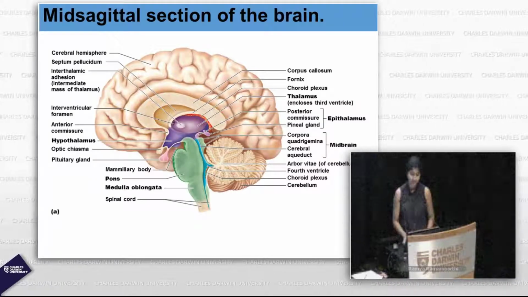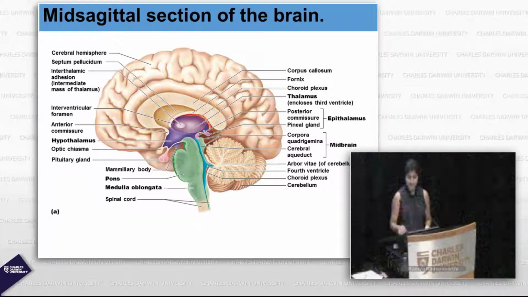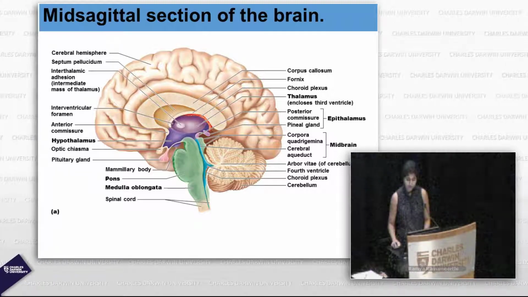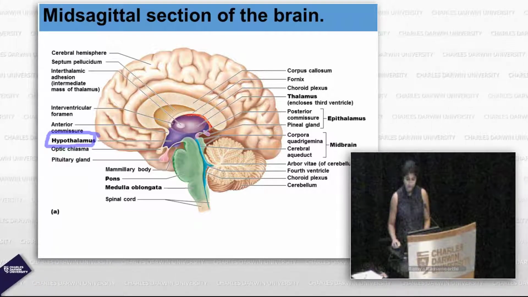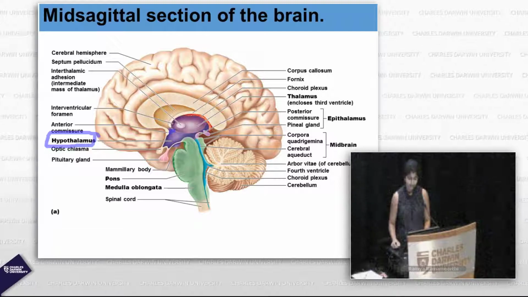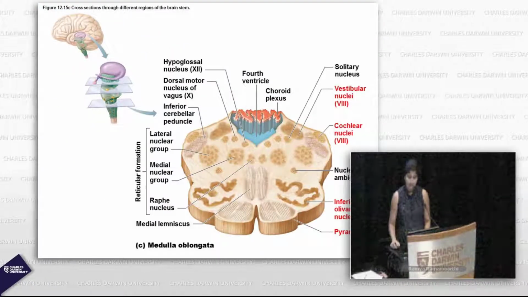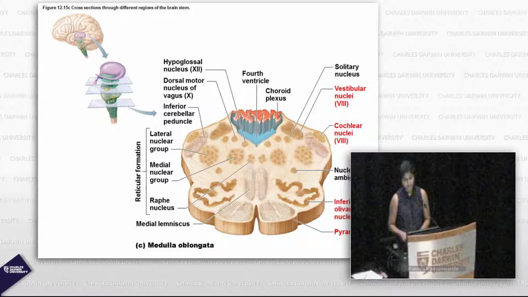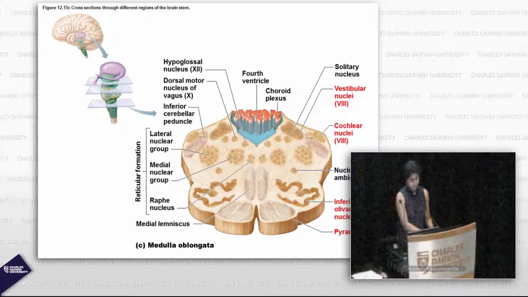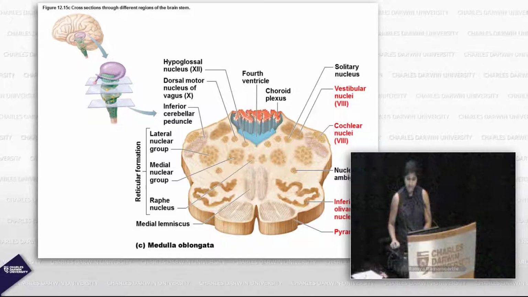Again, this is a sagittal section. It is this, again the same color. So this is your medulla oblongata. Here we can see the different nuclei distributed throughout this medulla oblongata or the brainstem as well.